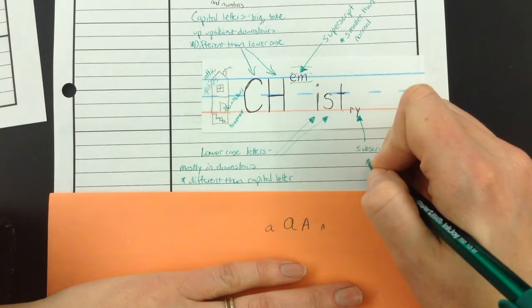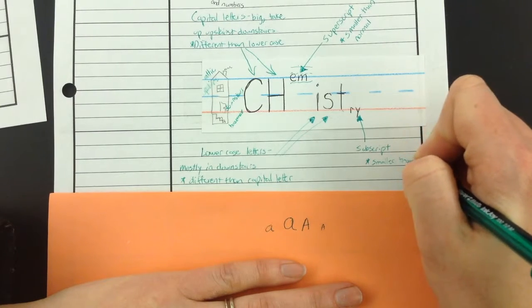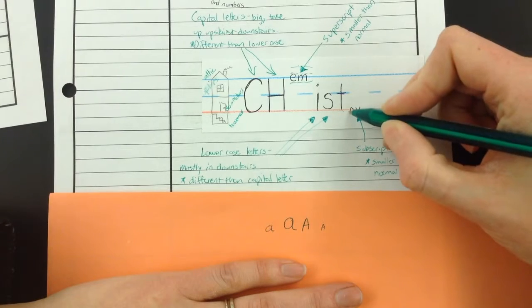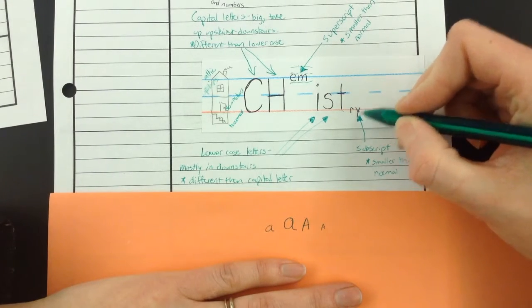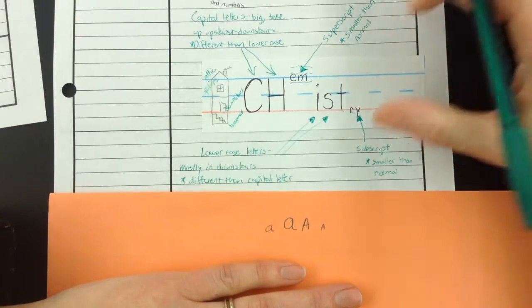But a good thing to note about subscript is that they are smaller than normal, and they are lower also. So they're lower. They're kind of like you're on your way down into the basement. They're on that line. They're on the line here. So that's a subscript letter.